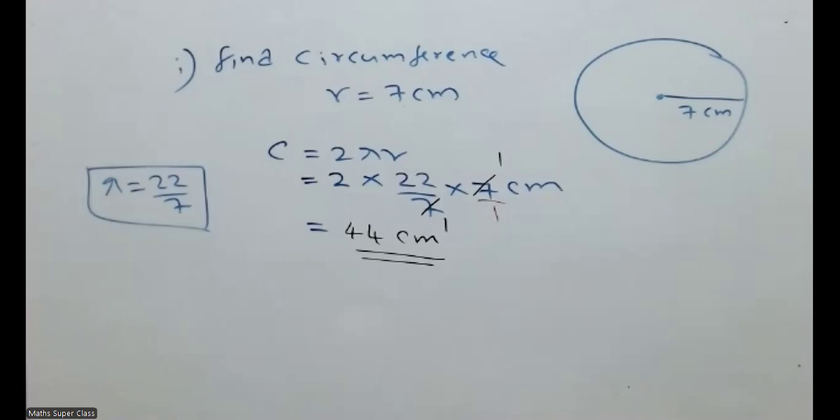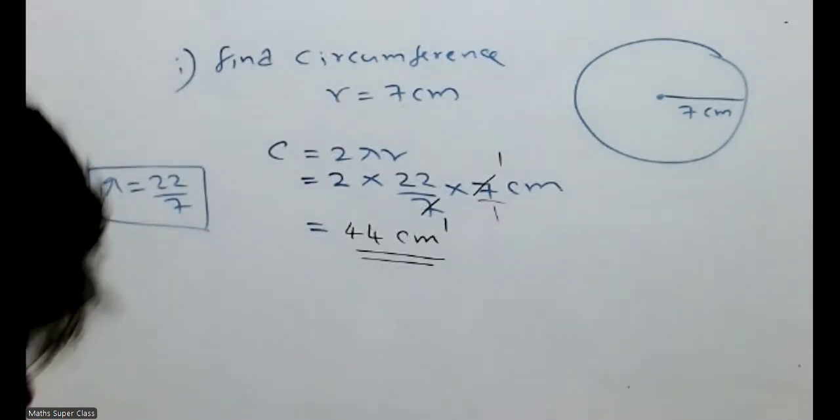So, how did you get 2? Because of 2 pi r, no? This is the formula. That is a fixed one. So, yeah, we just have to substitute only r and pi. Okay, I'm going to explain this again.